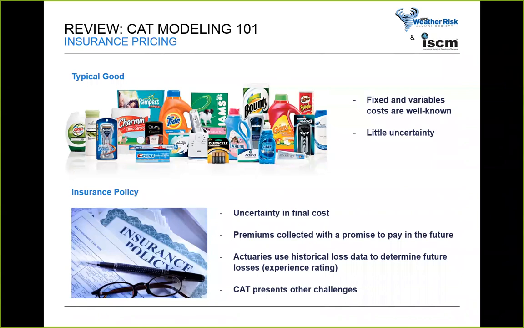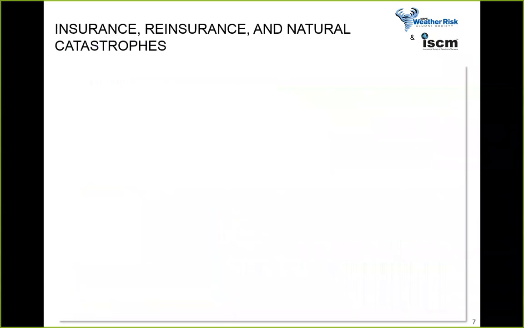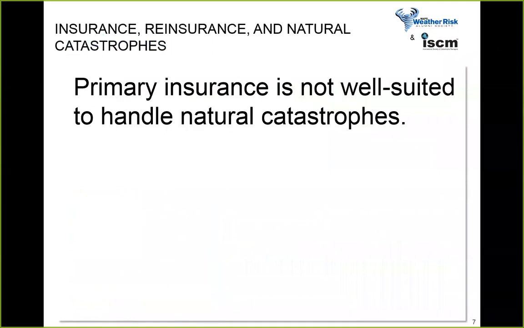And with that, I want to give some examples and talk about the relationship between natural catastrophes and the insurance and reinsurance industry. And I would like to start off by sharing kind of a dirty little secret about insurance and natural catastrophes. It might not be that dirty, but a lot of people don't realize that this is the case. But primary insurance, the type of insurance you buy for your auto or home from your State Farms, your Allstates, whatever primary insurer you contact, really that product is not well suited to handle natural catastrophes.